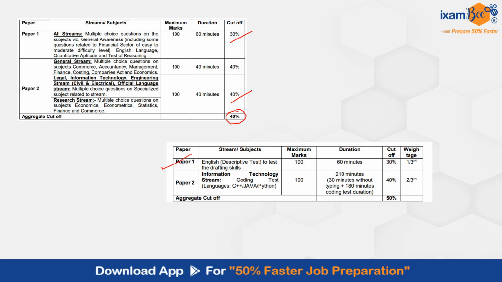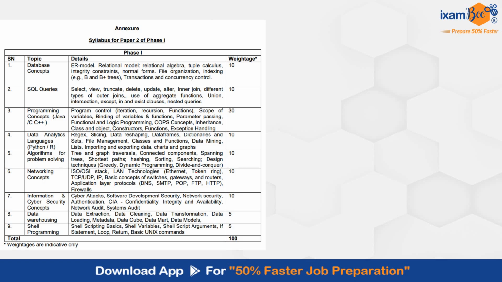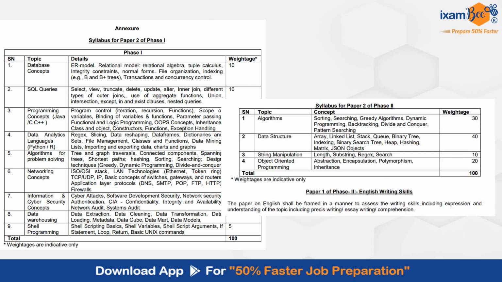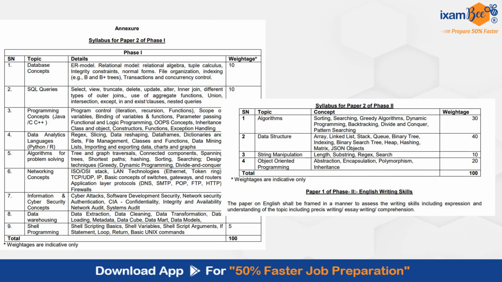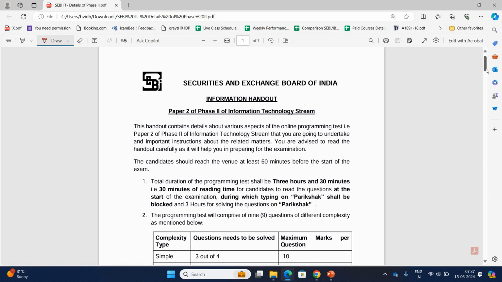Phase 2 has paper 1, descriptive English, and paper 2 is your coding paper. The syllabus of paper 2 for phase 1 and phase 2 is also given. You can check this out from the notification. The weightage of various topics is also given in the syllabus. So you can go through it and understand what is the requirement of this exam. This is the detail that I was talking about.